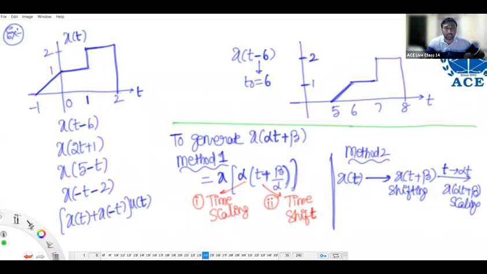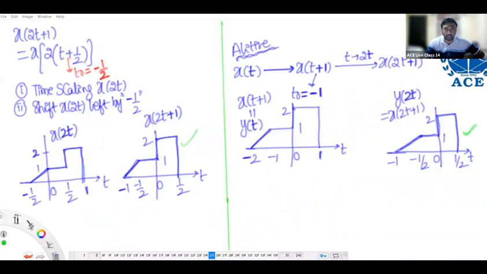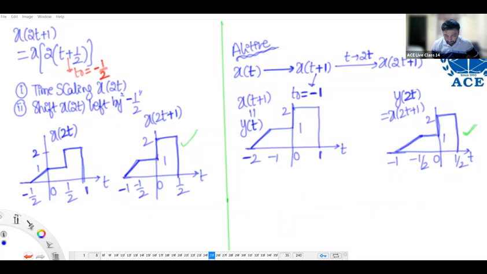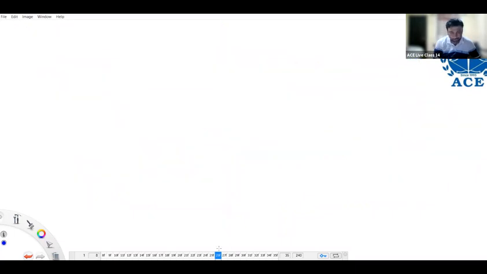What is the third signal expected? x of 5 minus t. Make a try, everyone. x of 5 minus t. Make a try. If we go by the first method, internally minus 1 is the common scaling factor.